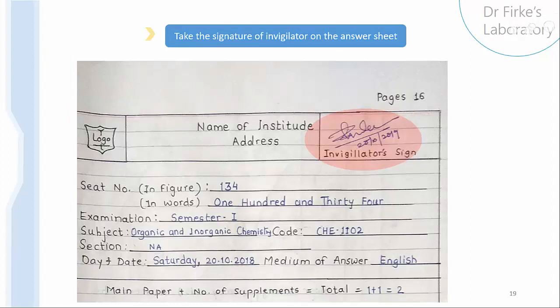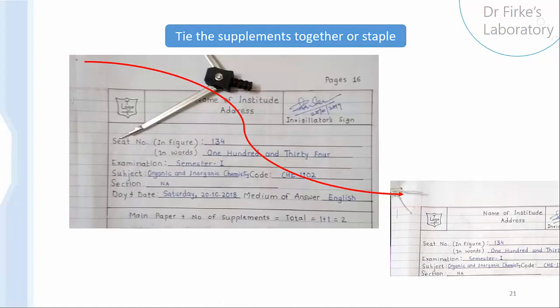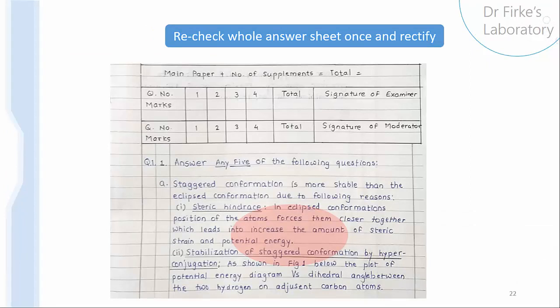Make sure that your answer sheet has been signed by the invigilator. This is one of the important steps as far as the validity of the document is concerned. Also, do not forget to write the total number of supplements attached. Tie the supplements. Recheck the whole answer sheet once and rectify. Do not forget to declare the end of the answer sheet.